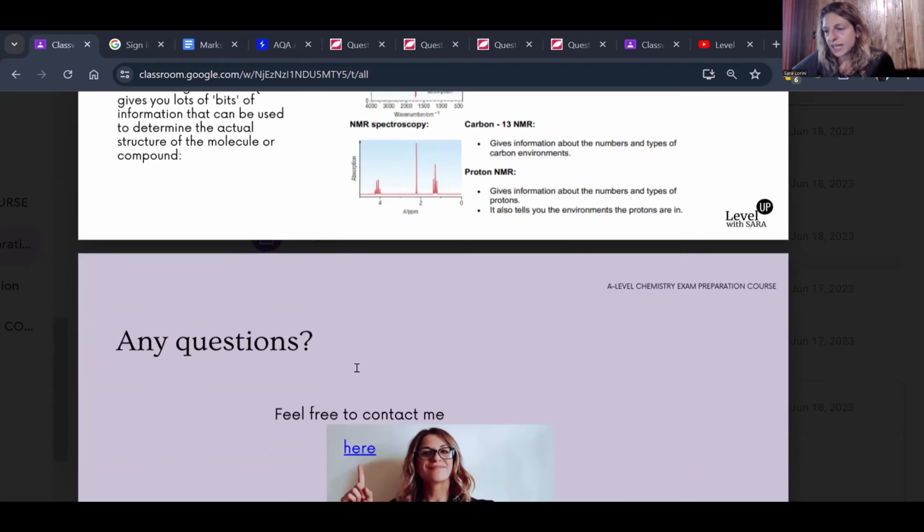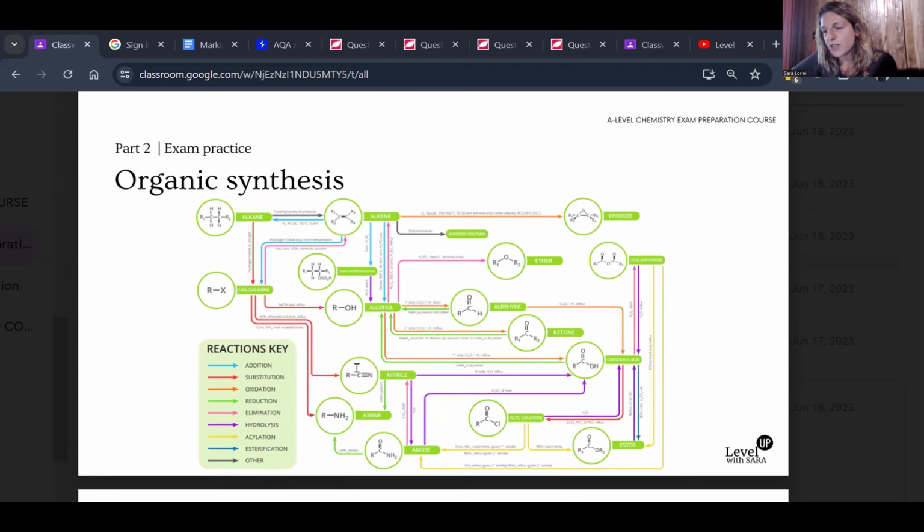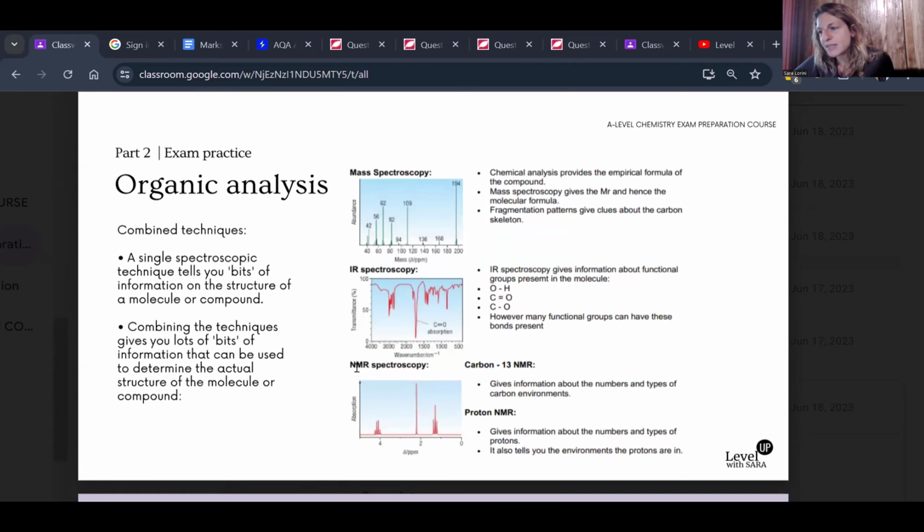Okay, organic synthesis, organic analysis. We're going to go through many questions of this because it is really the most difficult part. In organic analysis, we need to get used to combined techniques. You will have a nice summary of what each technique is used for, because we can't get confused between them, as each technique gives us different information. Mass spectrum, the Mr; infrared, the functional group; NMR, proton and carbon, the actual structure. So let's go into some practice or exam questions of organic synthesis and organic analysis.